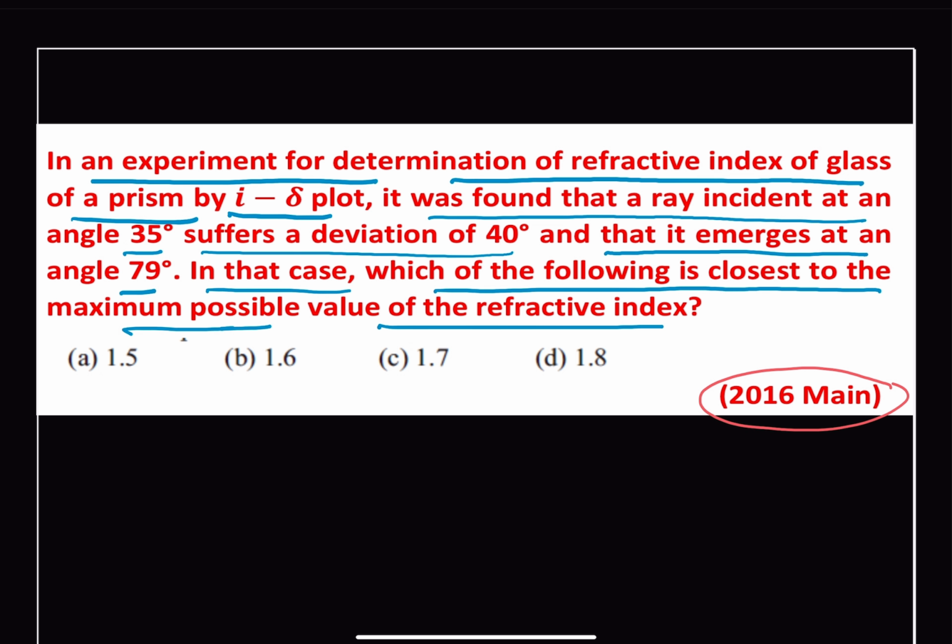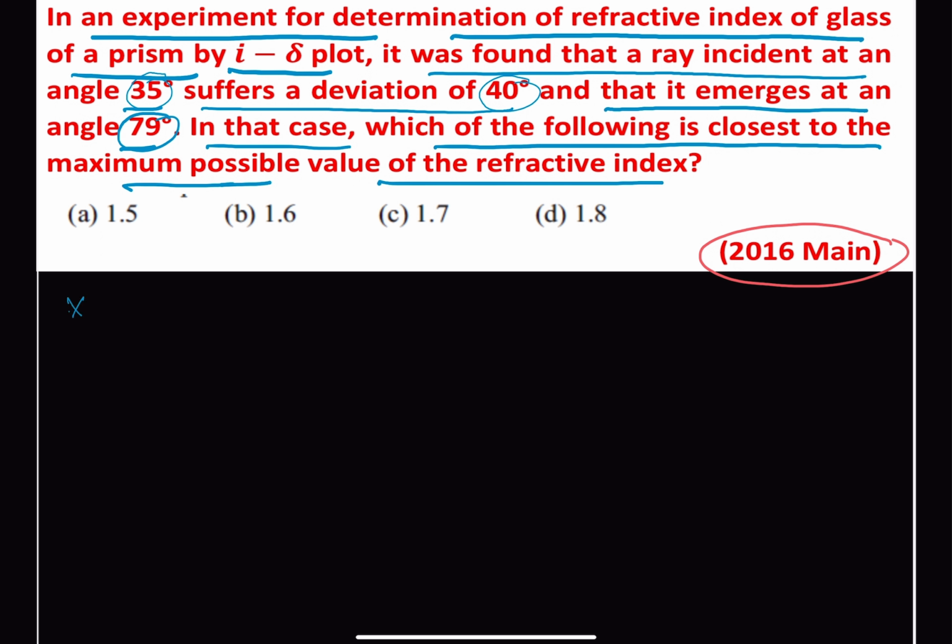So we are basically given that the angle of incidence is 35, deviation, that is our delta, is 40 degree, and angle of emergence is 79. Here we are going to use two basic formulas. One is Snell's law and the other is the relationship between the angle of incidence, the angle of the prism and the delta.